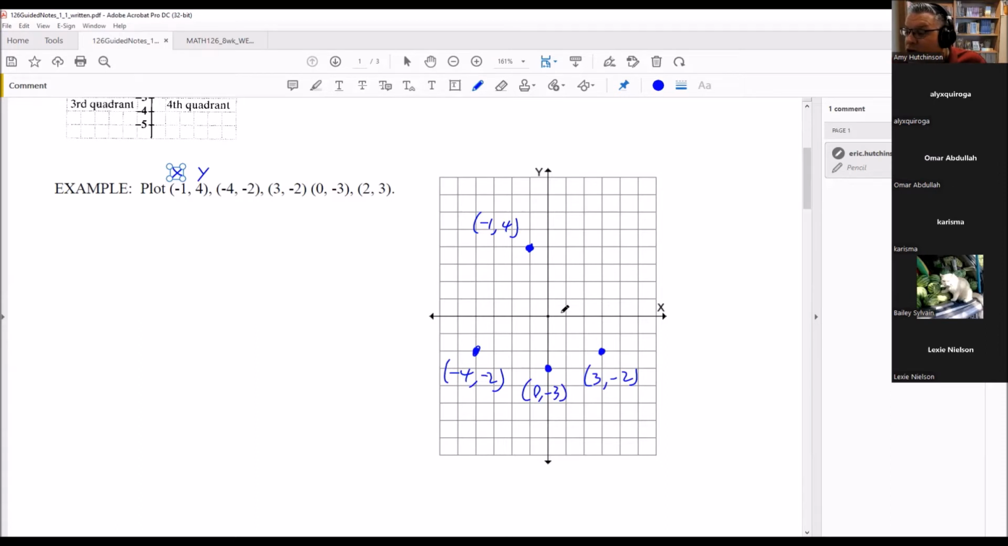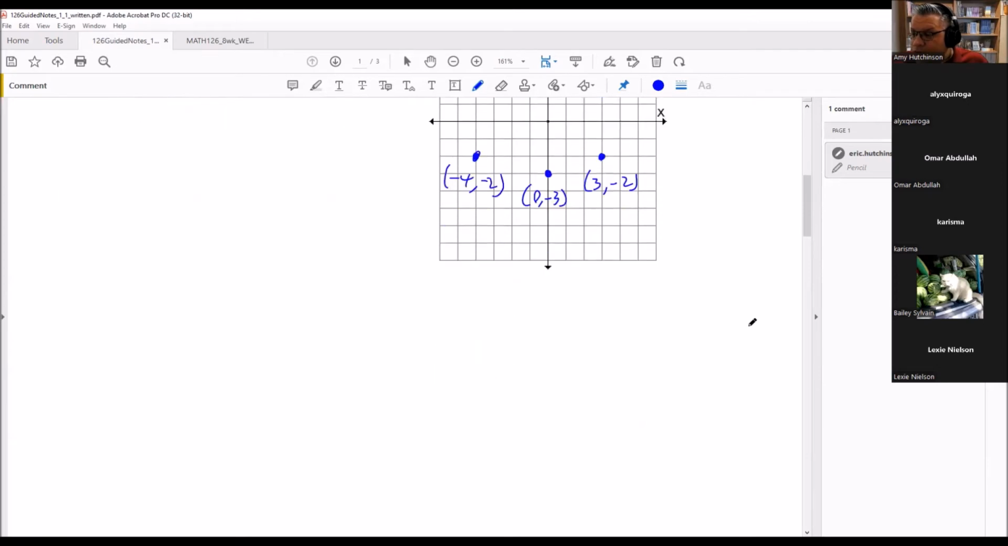Then we have 2, 3. So to the right and up 3. Right there. So 2, 3. That's it. Okay, so that's how you plot all those points. Just a quick review over that. Again, you always start at 0, 0 and go left or go right, up or down, depending on whether it's positive or negative. So that's the 5 points labeled there. The point 2, 3 here, that would be considered in the first quadrant. All right, let's go on.